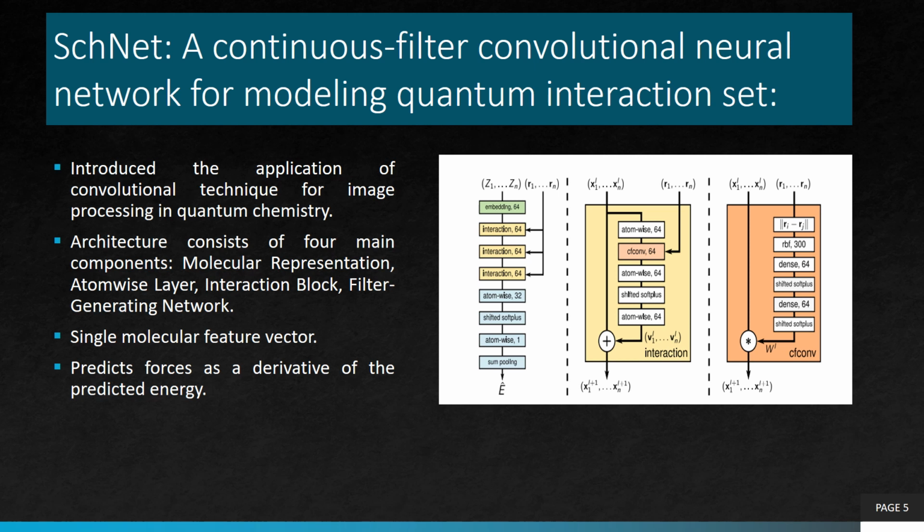SchNet mainly comprises 4 main components, namely the molecular representation, the atom-wise layer, interaction blocks whereby message passing occurs, and a filter-generating network which applies the convolutional layers. It is then summed into a single molecular feature vector and fed to a fully connected layer to predict energy. Forces are then predicted as the derivative of the energy.